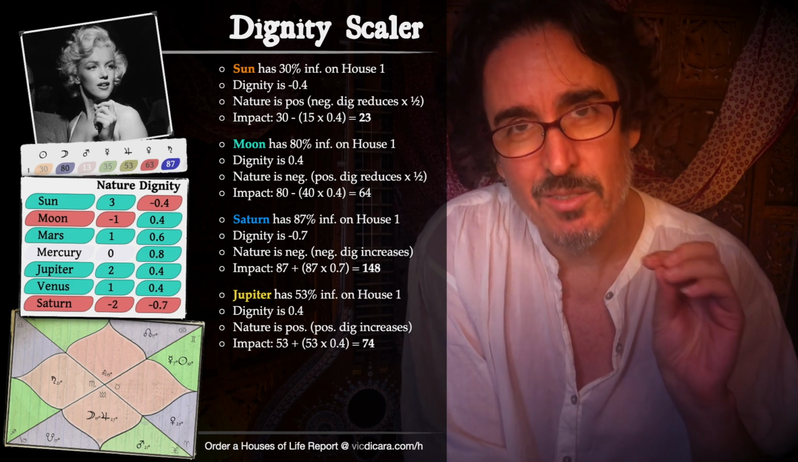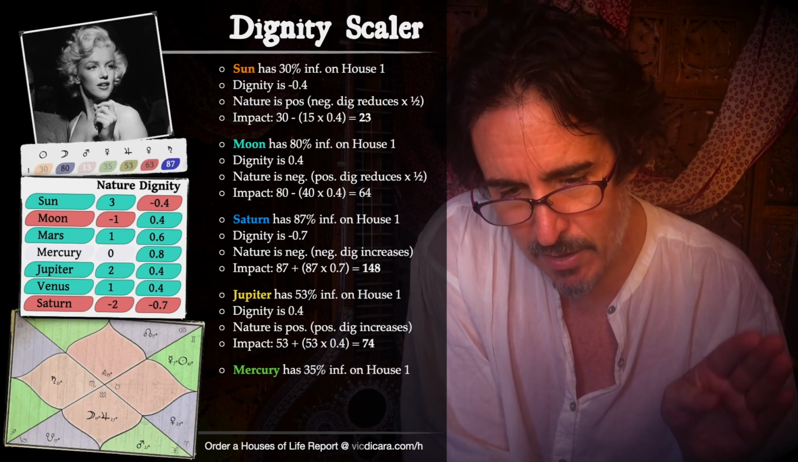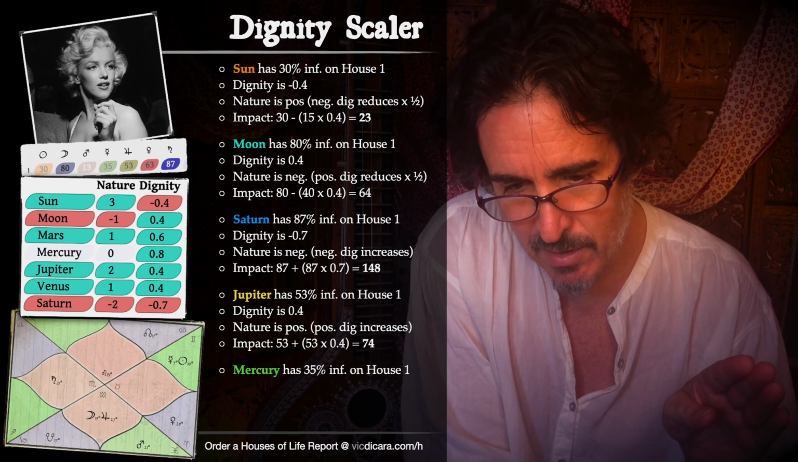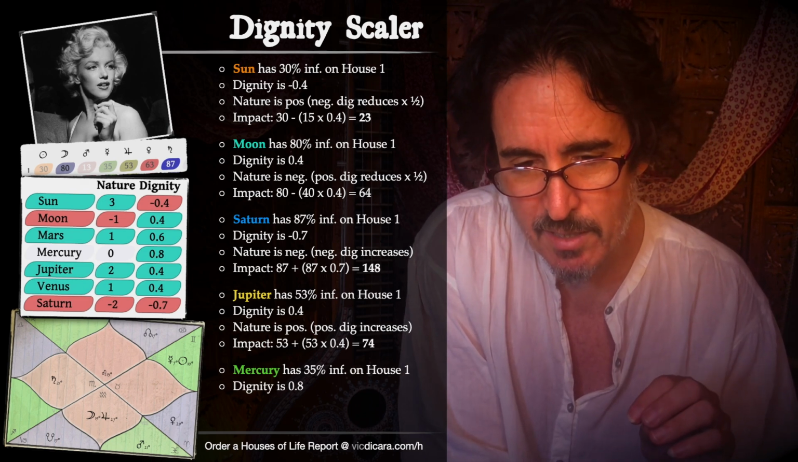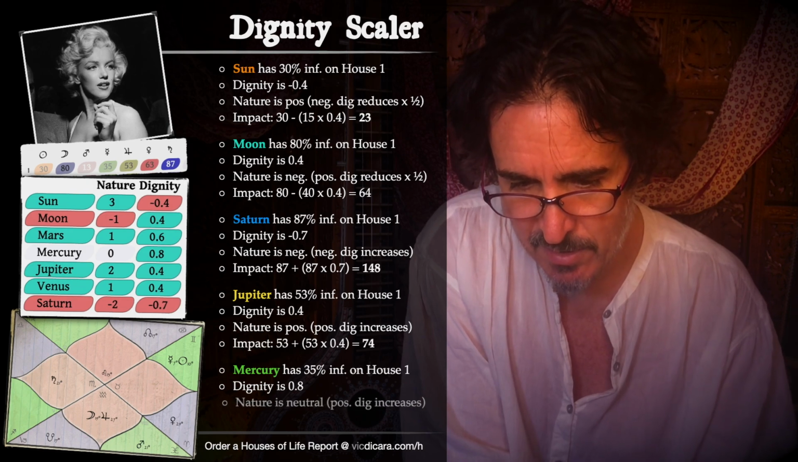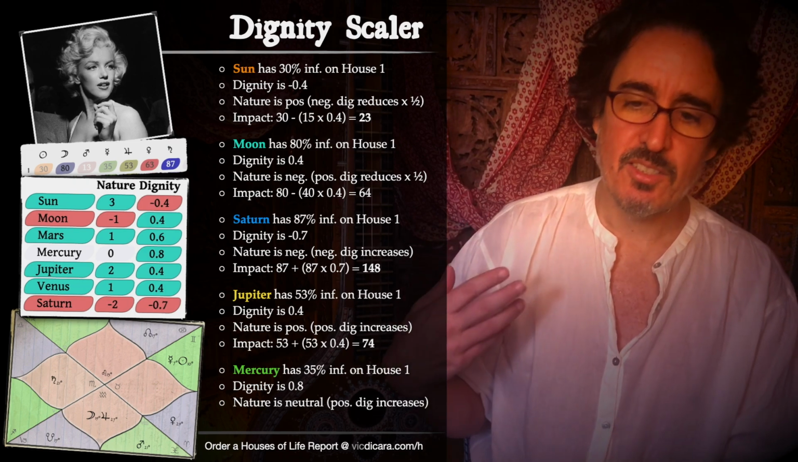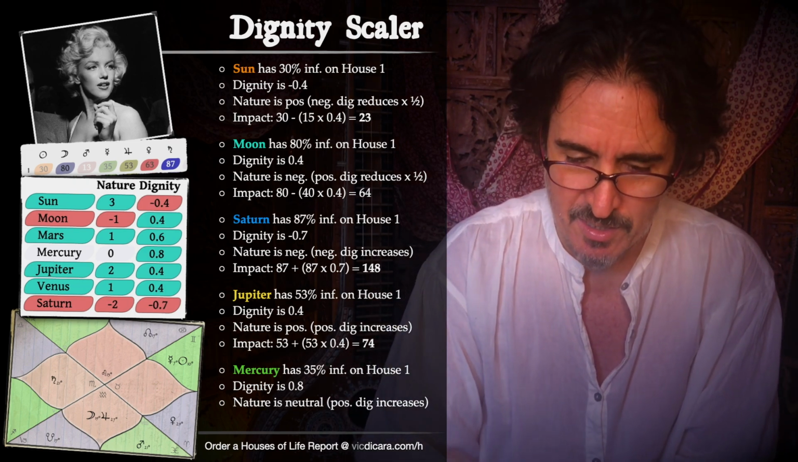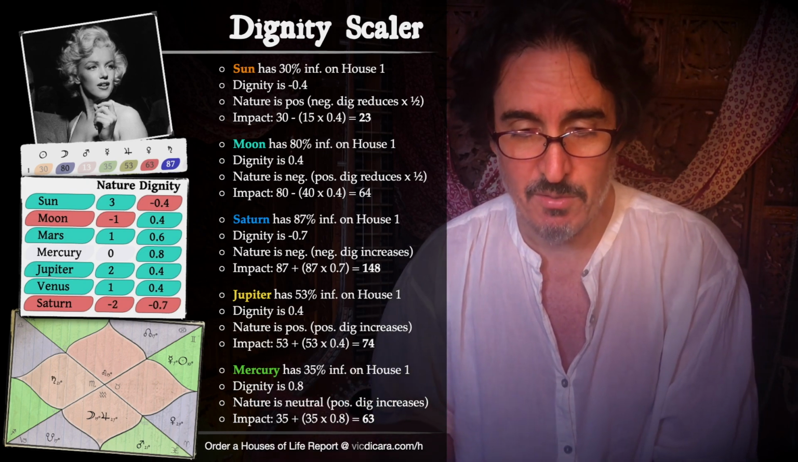And finally, for this neutral one, let's look at our Mercury. Mercury's got 35% impact on the first house. Not that much. Its dignity is 0.8. Its nature is neutral. So the dignity is just going to increase it. So you're just going to get 35 plus 80% of 35, or 63.